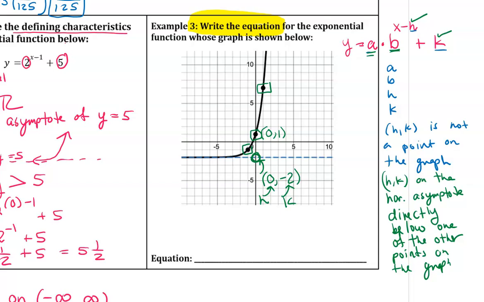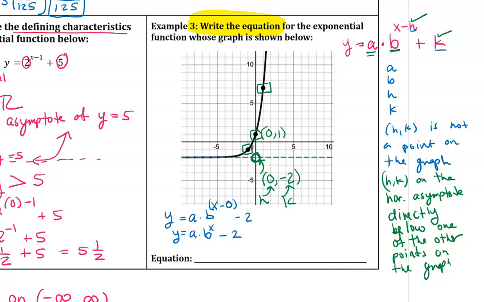So I'm going to start by first plugging in the h and k that I decided. So h is 0, k is -2. So I plug those in. Then that turns into a times b to the x minus 2.